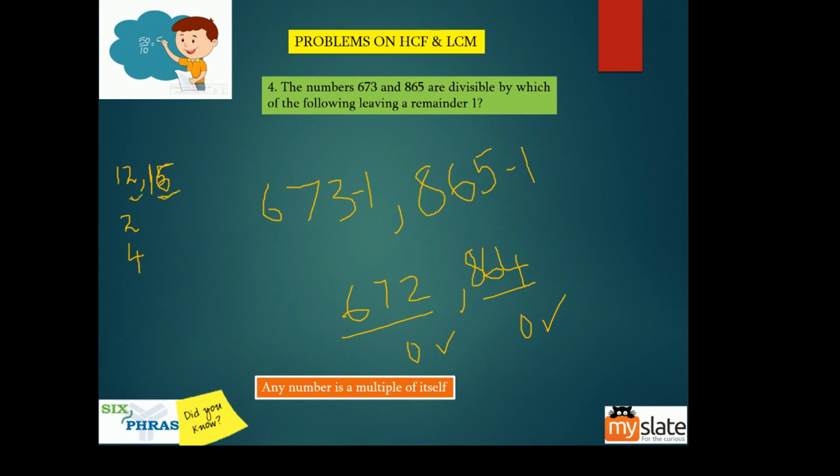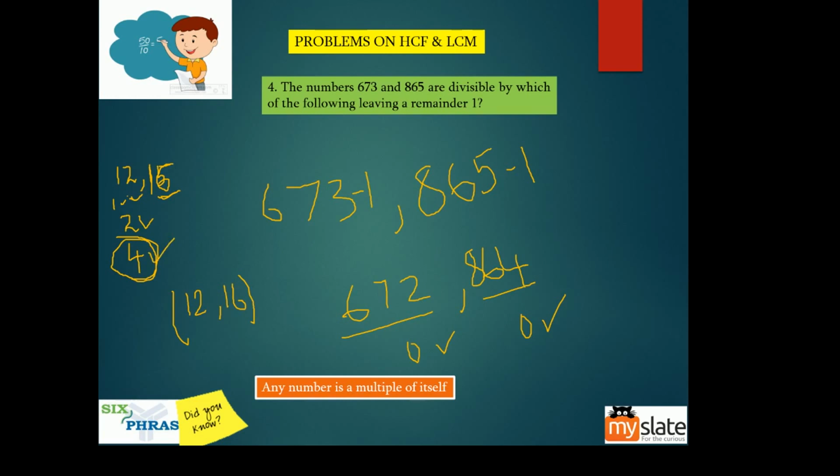But I want the largest such number. Guys, the largest such number is nothing but the HCF of 12 and 16. Yes, you can divide by 1, you will get remainder 0. You can divide by 2 or by 4, and you will get remainder 0 for both 12 and 16.